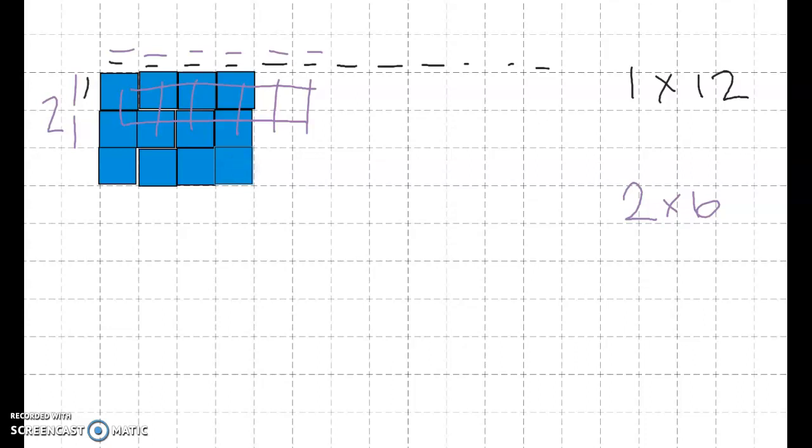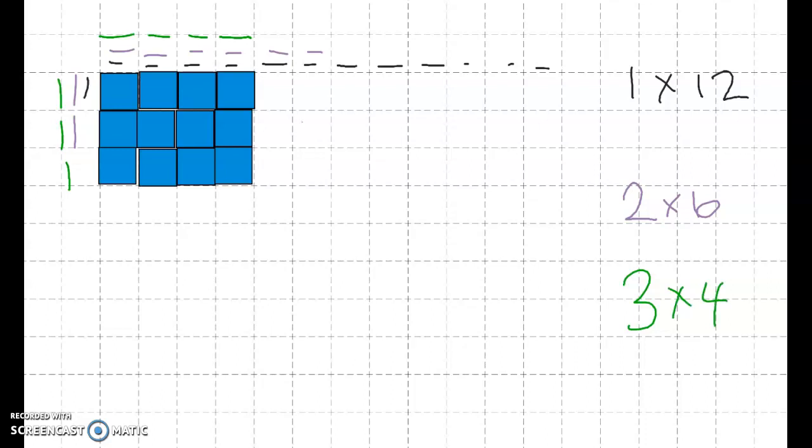Let me erase some of these lines so we can see a little better. I should see a thumbs up. We sure do have a rectangle. How could we label this one? Well, I hope you're thinking by rows and columns again. Let's count our rows. Now we have 1, 2, 3 rows by 1, 2, 3, 4 columns. So this rectangle is a 3 by 4 to show our 1, 2, 3 rows of 1, 2, 3, 4.